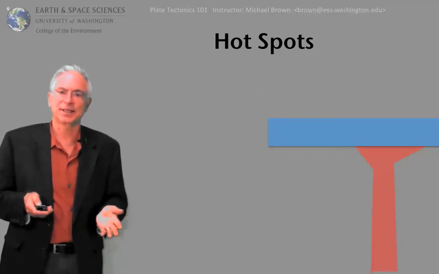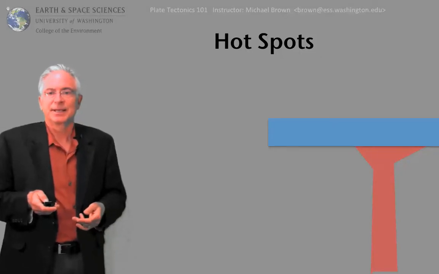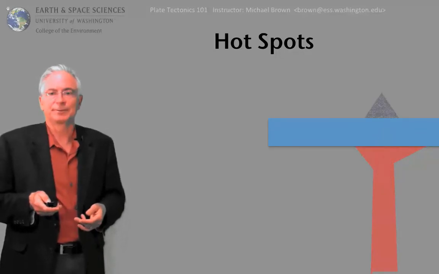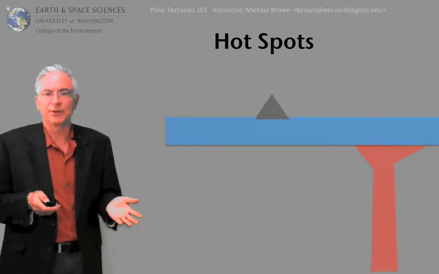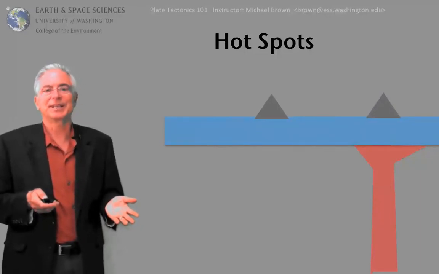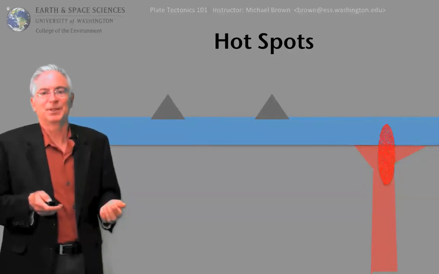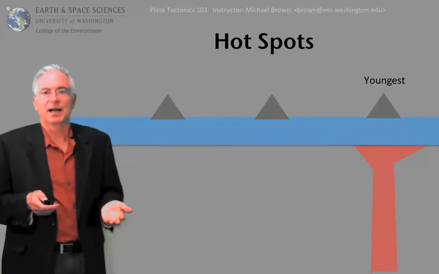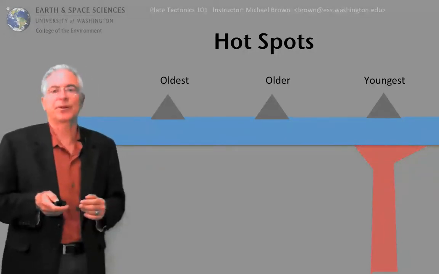The idea of a hotspot is this: we have a conduit from deep in the mantle coming up underneath the plate. A blob of material comes through and forms a volcano. The plate moves, carries the volcano off, the volcano becomes extinct. A new blob of material comes up the conduit, forms a new volcano. And this volcano again gets carried away by the plate motion, allowing a new volcano to form. So we have a series of volcanoes, the youngest sitting right over the hot spot, older volcanoes moving away from the hot spot. The oldest volcanoes are farthest from the hot spot.